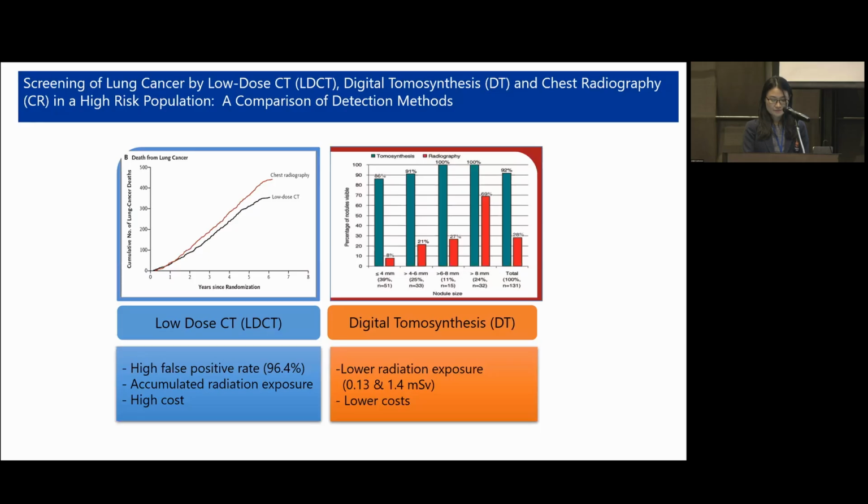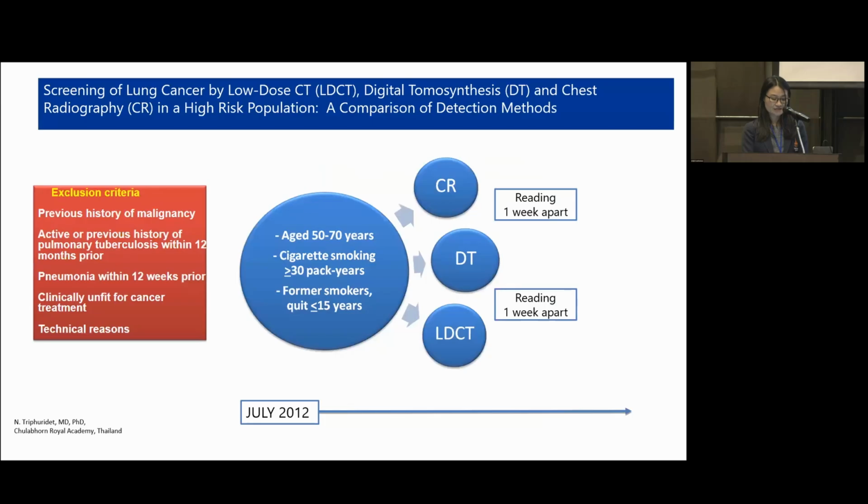Also, the benefit is a lower radiation dose, around 10 times lower, and a lower cost than low-dose CT. So at that time we launched the study screening lung cancer by low-dose CT, digital tomosynthesis, and chest radiography. When we do a digital tomosynthesis, we automatically get one chest X-ray, so we combined the 3 of them.